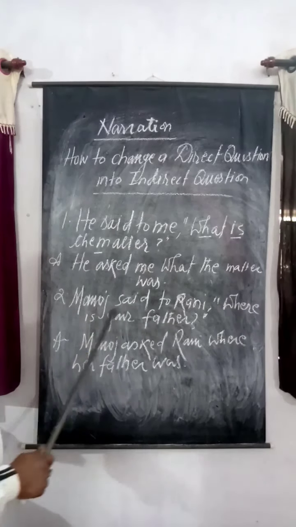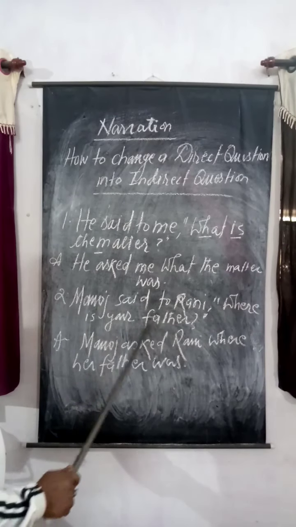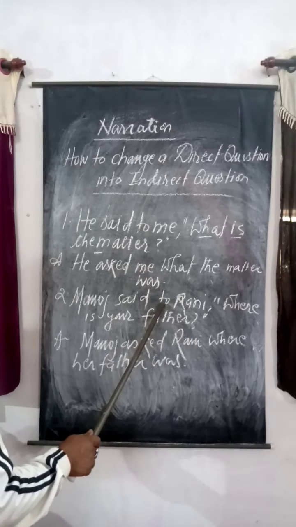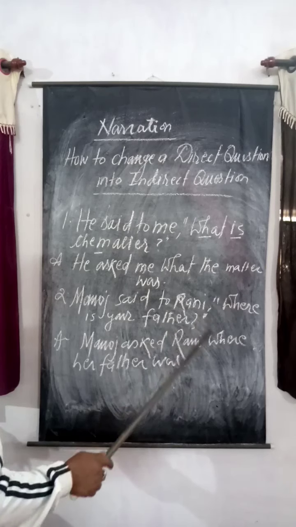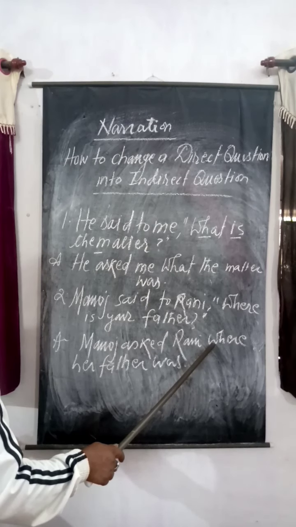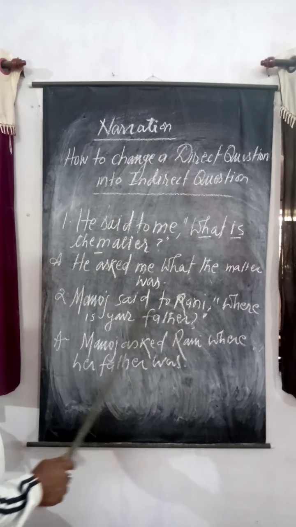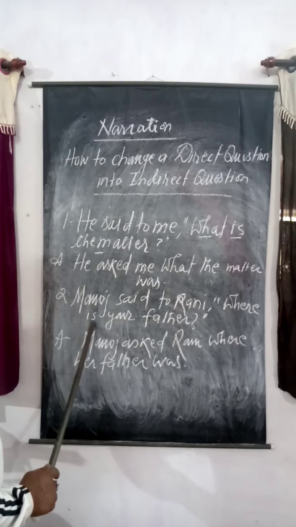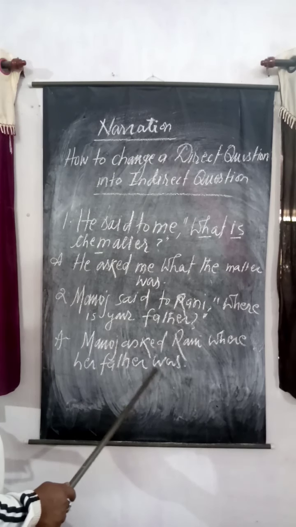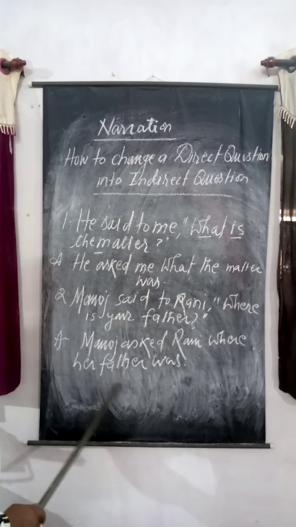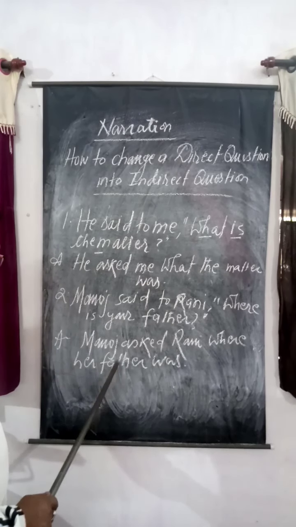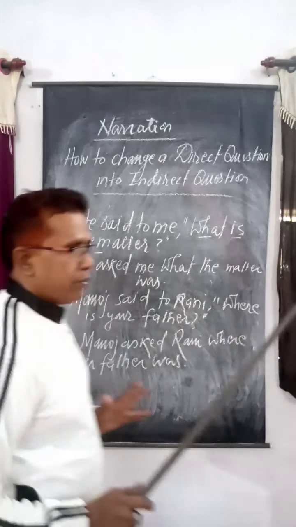Similarly, Manoj said to Rani, where is your father? Again, said to has been changed into asked. Where has been written in its appropriate place, but you can see the place of the verb has been shifted to the final point of the sentence, and the object is written as a simple sentence.